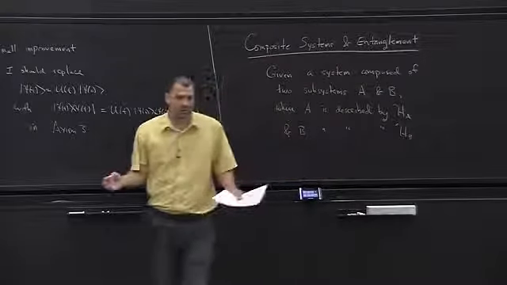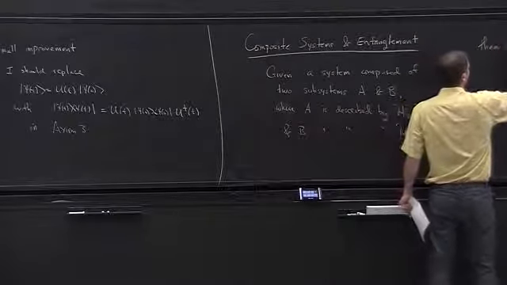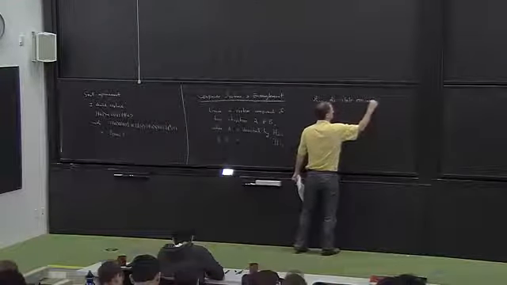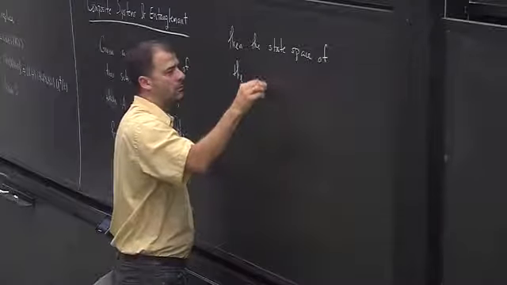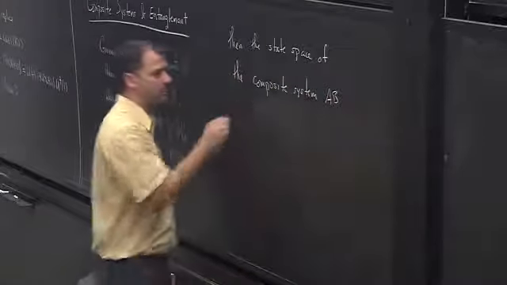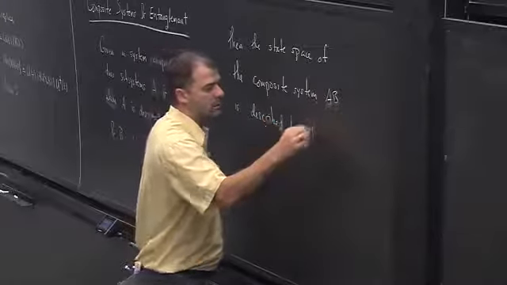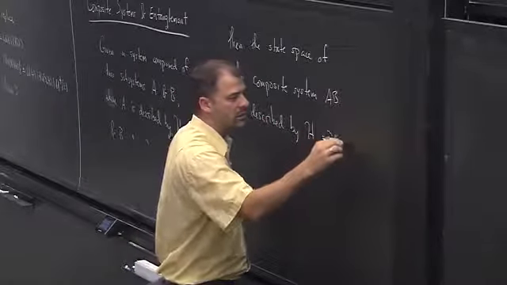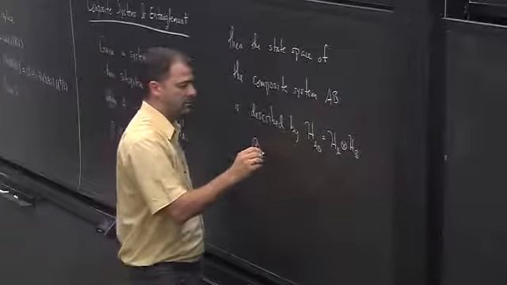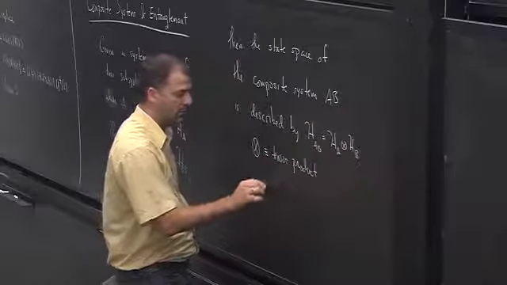I'm not specifying which Hilbert space it is or what the dimension is. Then the state space of the composite system AB is described by the Hilbert space HAB equal to HA tensor HB. Here this symbol is a tensor product. In LaTeX, the symbol is \otimes.